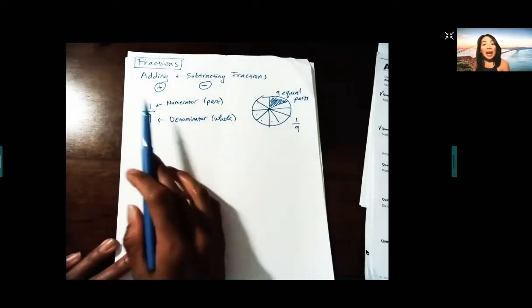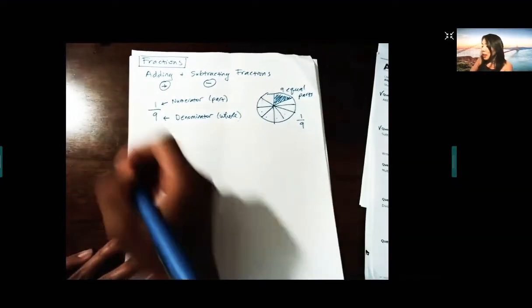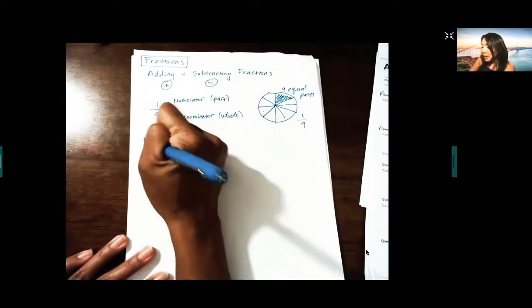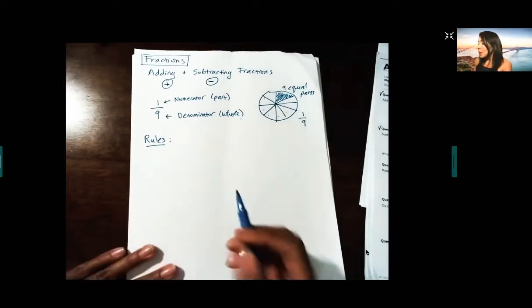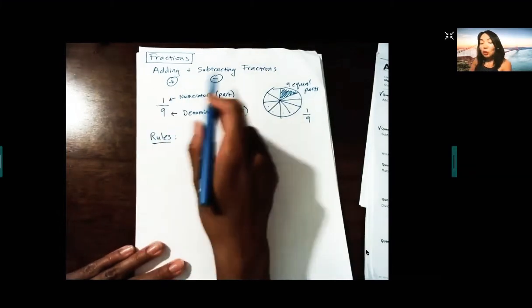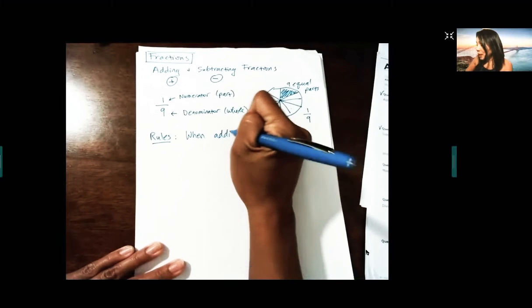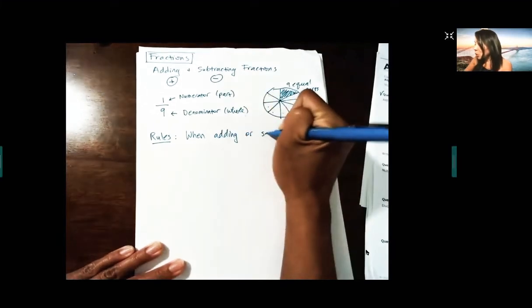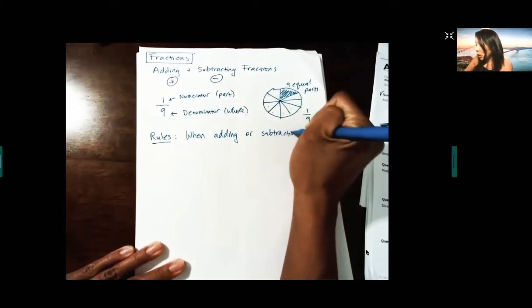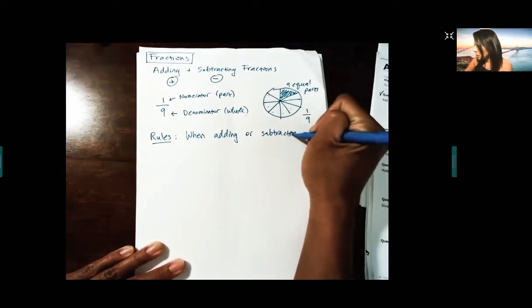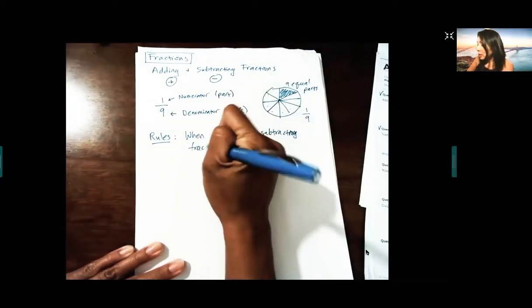Now, when we want to add or subtract fractions, here are some of the rules. And again, I'm giving you just the cliff notes of the rules of adding and subtracting fractions without going into too much depth about it. So when adding or subtracting fractions, the first thing you want to look at once you realize you're adding and subtracting is the denominator.